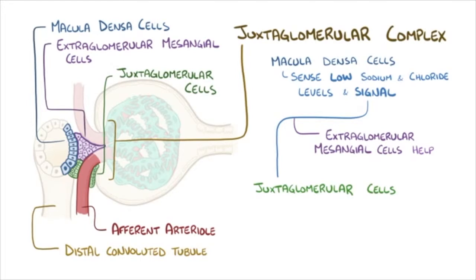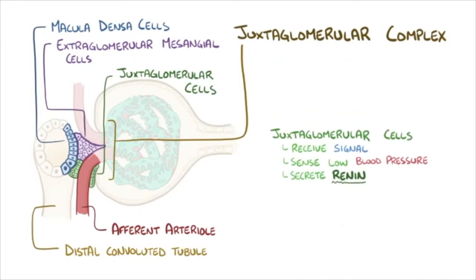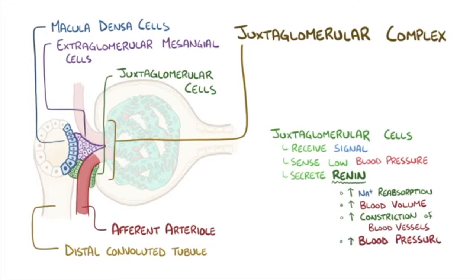The juxtaglomerular cells then receive the signal, and also independently sense the low pressure in the blood vessels, and secrete an enzyme called renin, which increases sodium reabsorption. And this helps raise the blood volume. Renin also causes constriction of blood vessels, which helps raise the blood pressure.